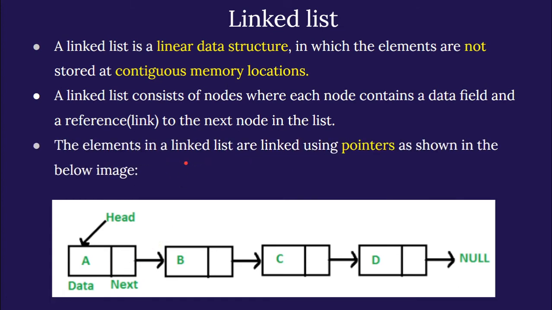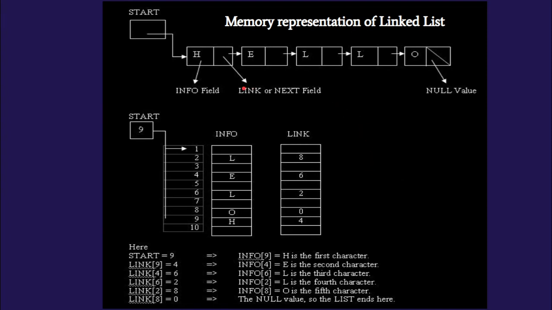The elements in a linked list are linked using pointers as shown in the image. So now we can follow the linked list by the pointers. These are all the pointers that address the next consecutive element. Even though the elements are not stored in contiguous memory locations, the pointers help to locate the successive elements. Let us see with an example how this data is represented in memory.